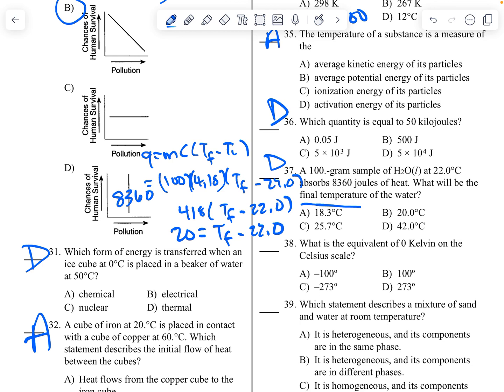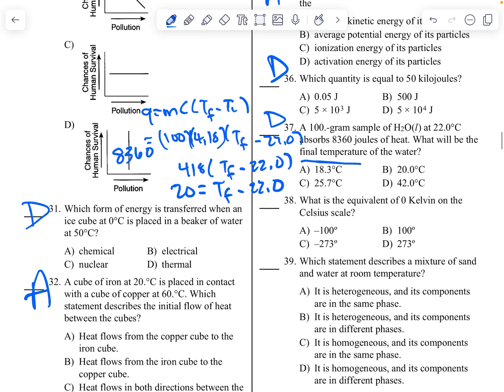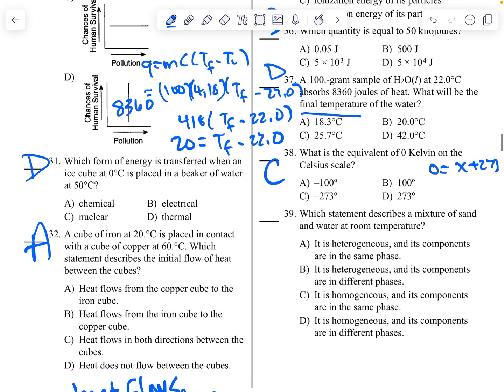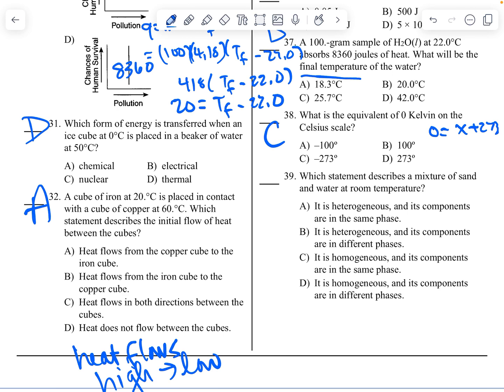Number 37 is D. Yes. 0 Kelvin on the Celsius scale. So 0 equals X plus 273. So let's subtract 273 from both sides. Get that one.